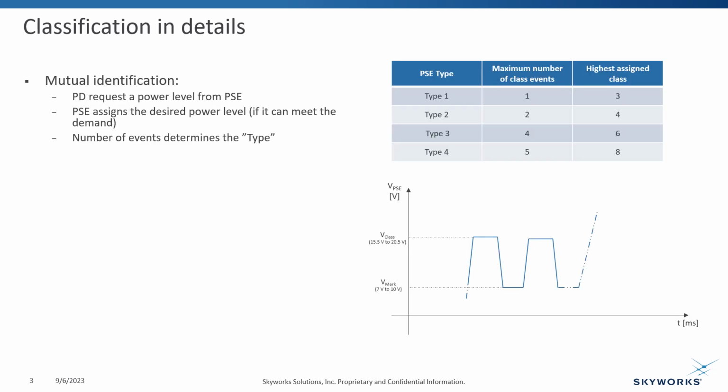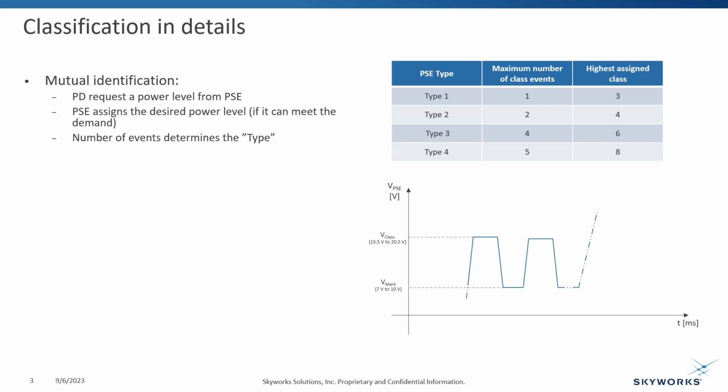Having discussed types and classes, now let's talk about classification in more detail. After a valid PD is detected, the PSE interrogates the PD to find its power requirement. This mutual identification allows PSE to determine the type of PD, while the number of pulses allows PDs to differentiate between PSE types as well. PSE is producing a certain amount of class events to a PD, which responds by producing its class signature for each event. We call this physical layer classification.